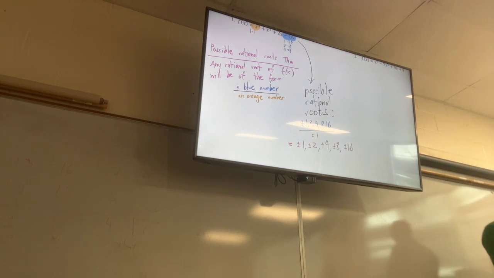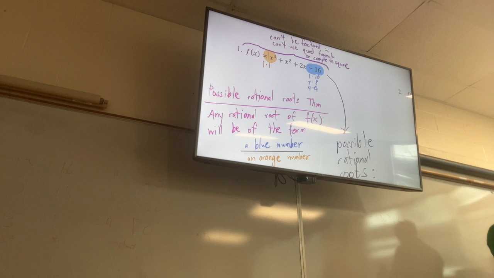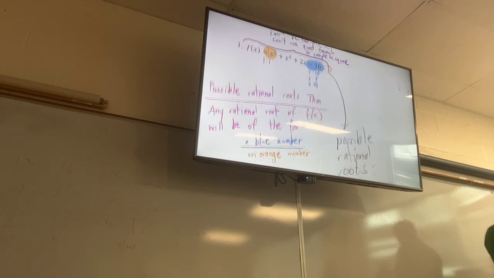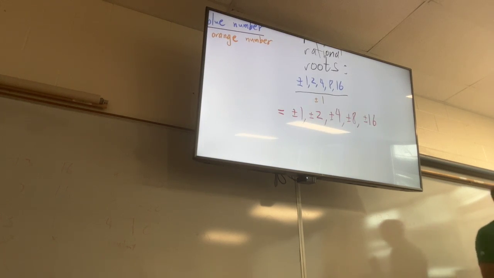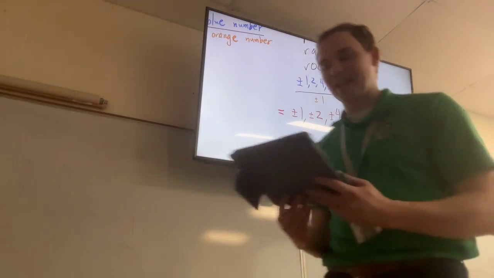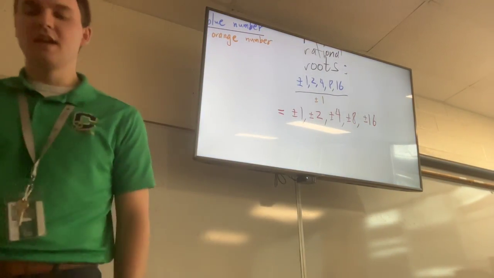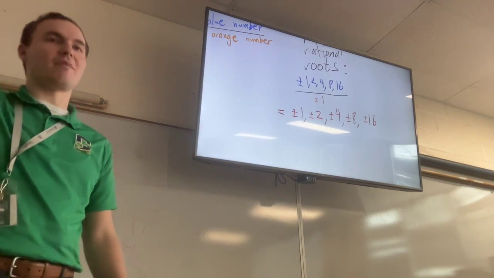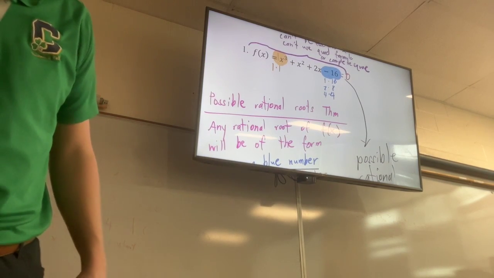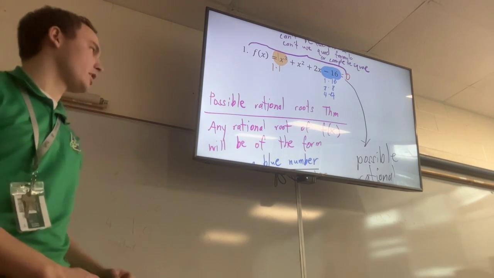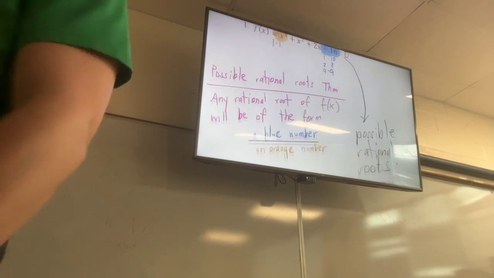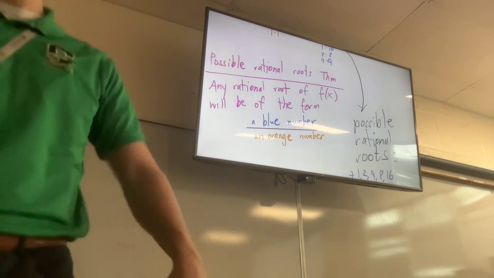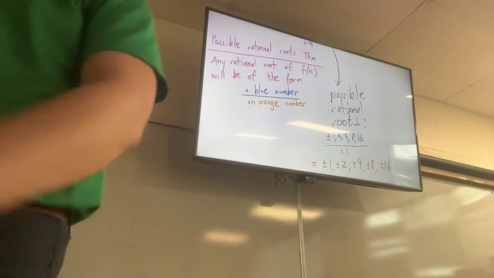So this theorem says, if I set this f of x equal to 0 and solve for x, any solution for x which is rational is going to be one of these 10 numbers. In pre-cal, we just guessed and checked all 10 of those and saw which one gave me 0 when I plugged it in. We're going to use our graphing calculator to do that in here. Thanks, Mrs. Hollis and Mrs. Ludington. But yeah, that's possible rational roots.